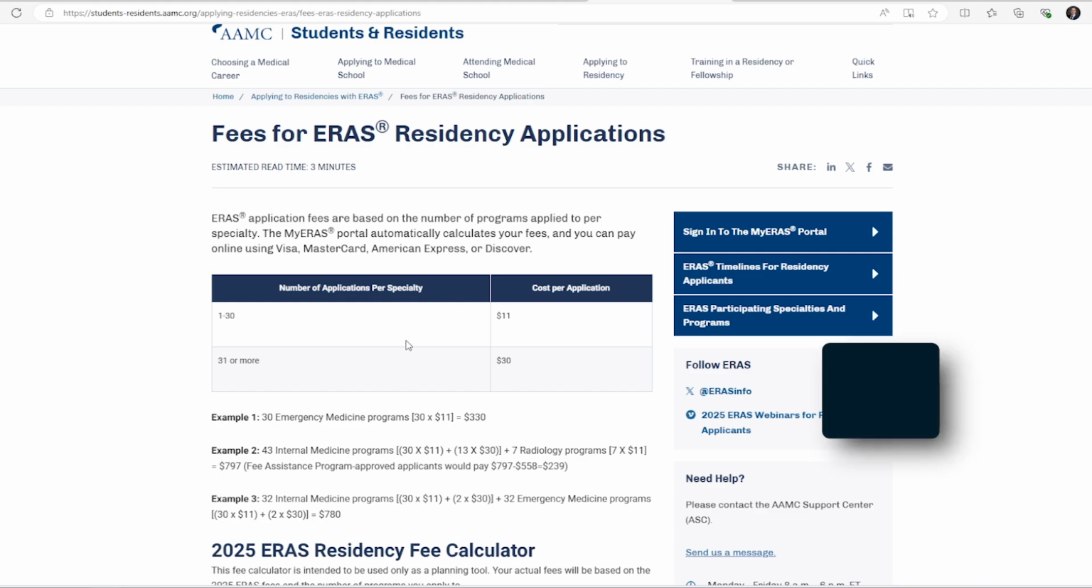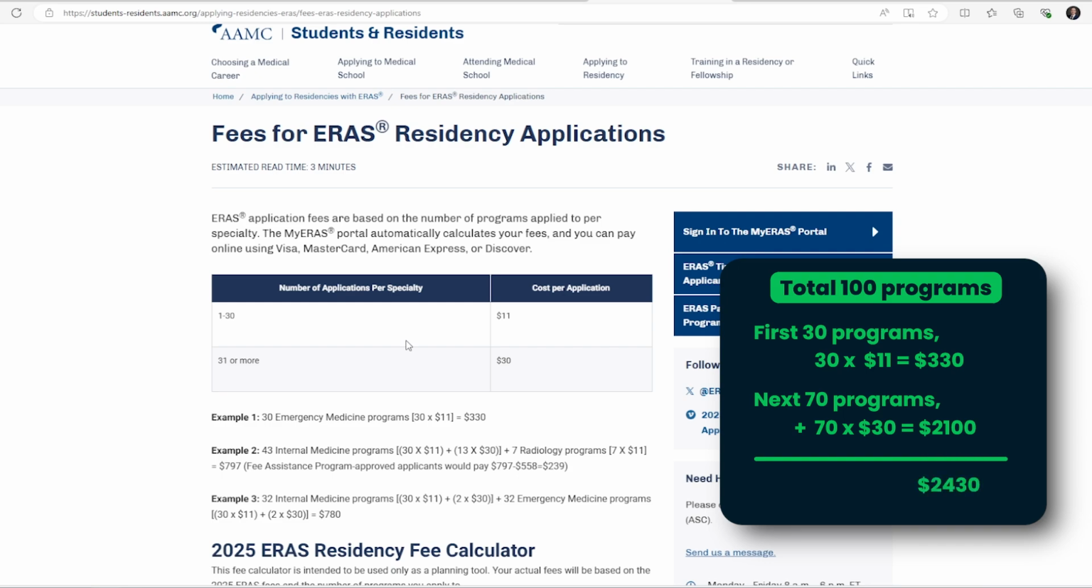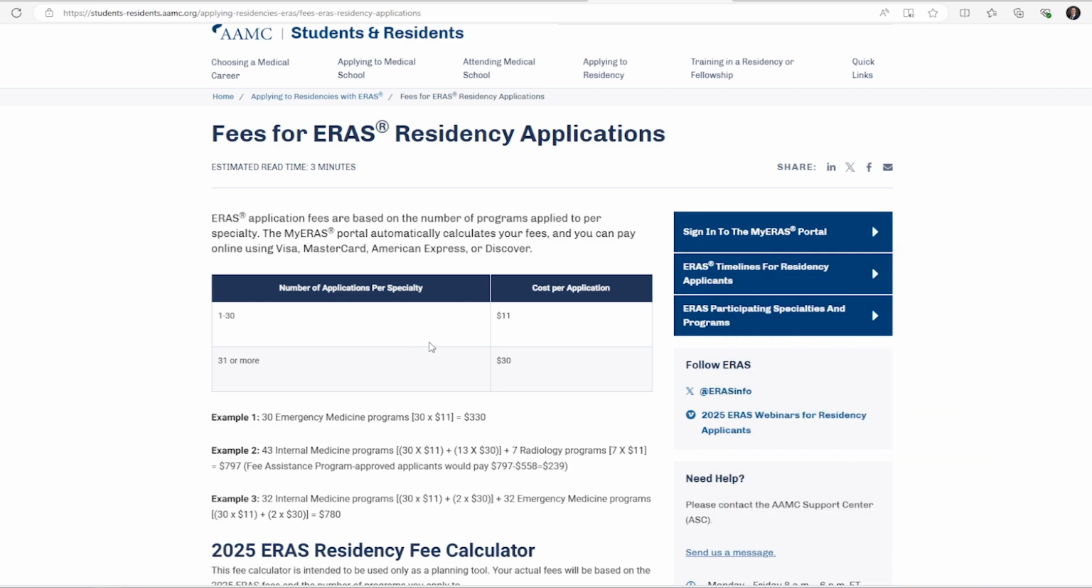So if you're applying to 100 programs, the first 30 programs will be $330, but then the next 70 programs will be costing you $2,100. And if you combine that with the 330, it will cost you $2,430. So that's almost $2,500 for applying to 100 programs. And as you apply to more, the cost will increase. You have to understand that this price is per specialty. So if you're applying for radiology and internal medicine, the cost of the first 30 programs will be per specialty. So it won't count them together.